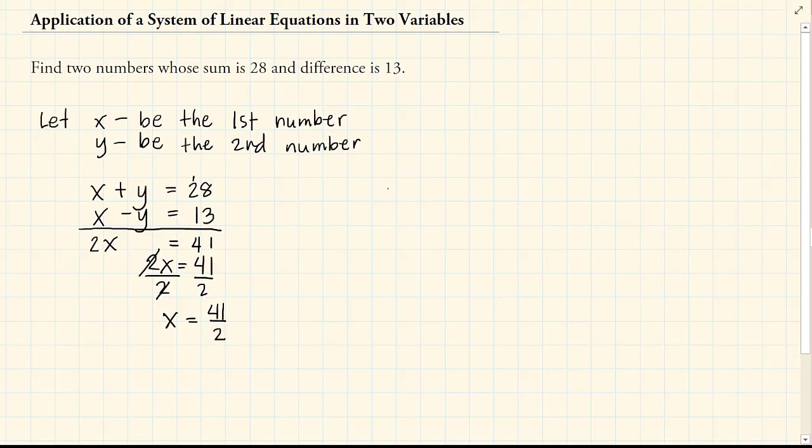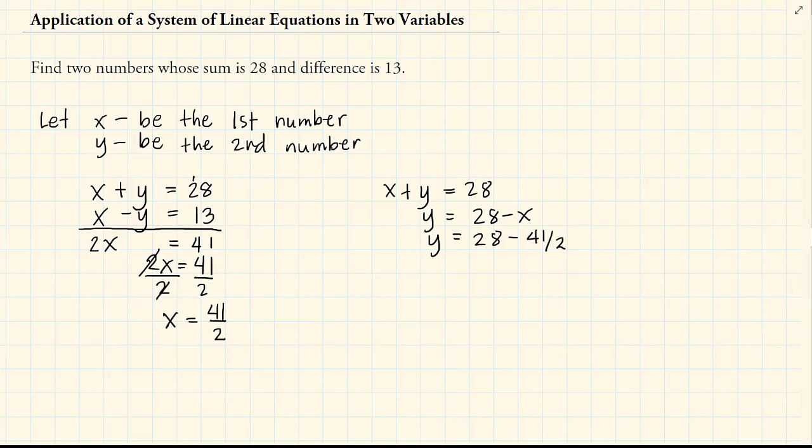And then we substitute the value of x to either of the two equations. So x plus y is equal to 28. y is equal to 28 minus x. y is equal to 28 minus 41 over 2. 28 minus 41 over 2 is 15 over 2. So y is equal to 15 over 2.